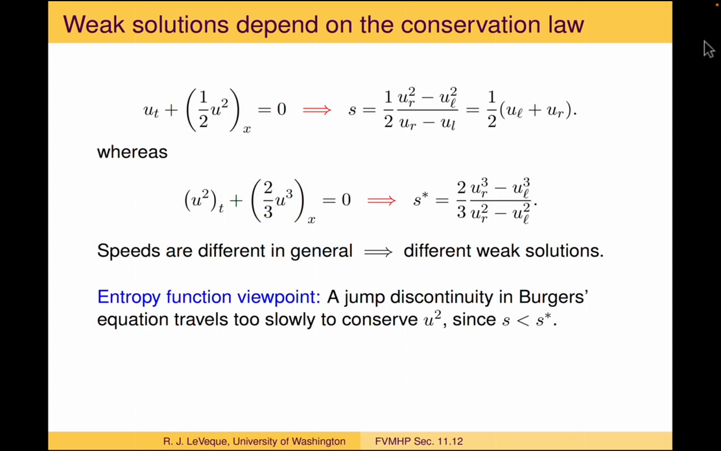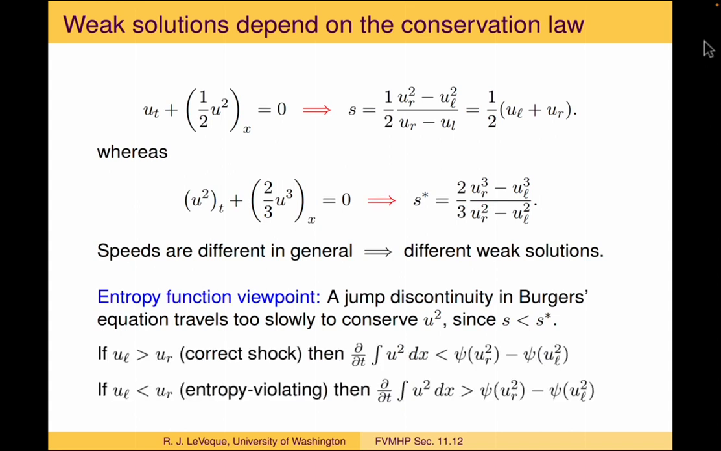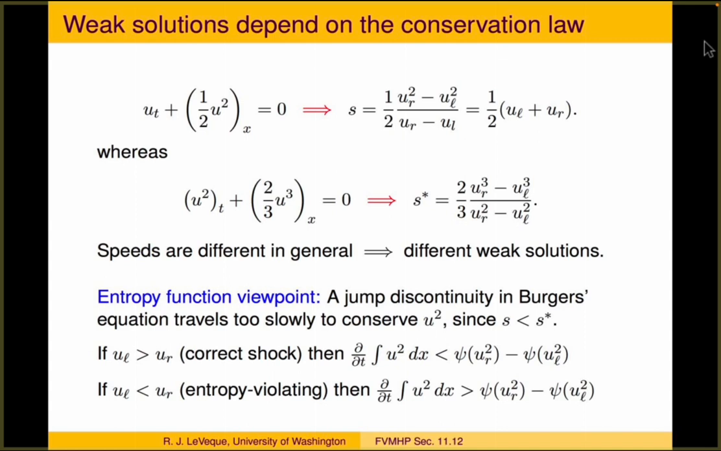If it actually should be a rarefaction wave, then it wouldn't be decreasing entropy, it would be increasing entropy. And you can check for this simple case of Burgers' equation. We know that in that case, the correct shock wave appears if u left is greater than u right, if we have a shock wave like this in Burgers' equation. And then you can compute that the integral of u squared, for a shock wave that's propagating at this speed s, is going to be moving at a speed where the integral of the entropy is increasing more slowly than the difference in the entropy flux between the right and the left edge.